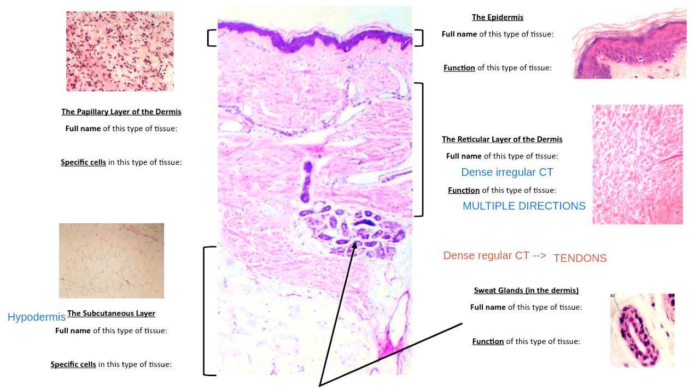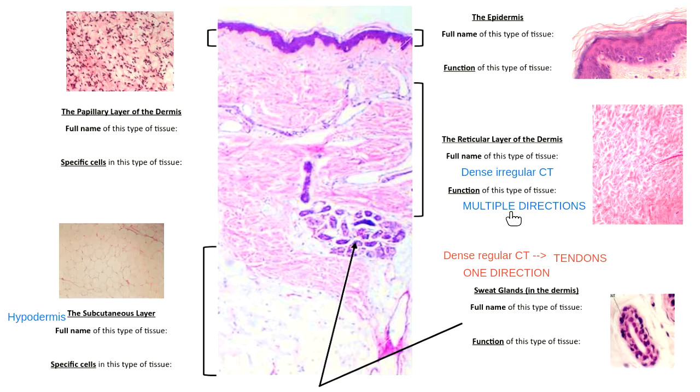So the biggest difference between dense regular and dense irregular is this: when I talk about the strength of dense regular connective tissue, we're going one way, I'm really strong one way. When I talk about dense irregular connective tissue, I'm really strong in a bunch of different ways. So the kind of dense connective tissue that I find in the reticular layer of the dermis is dense irregular connective tissue. And like we talked about, that's the one that gives us strength in multiple directions.